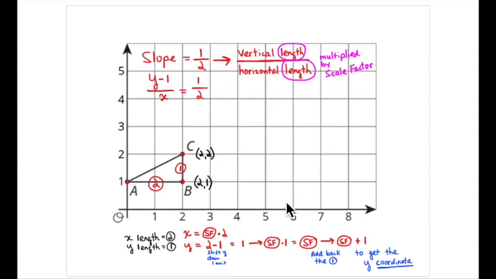Now what you have to do to get to the coordinate is add this 1 unit back. So it becomes the scale factor plus 1 to get back to this coordinate right here.